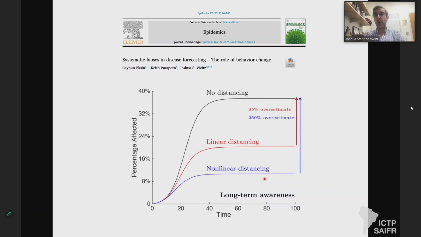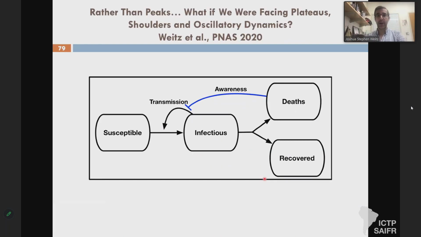They may lead to lower near-term outbreaks, but then people may forget about that in the future, and that's what we started to explore in a model that we put out very early in the pandemic. And this model takes a susceptible, infectious, and then splits the outcomes into a recovered and a fatality pool.